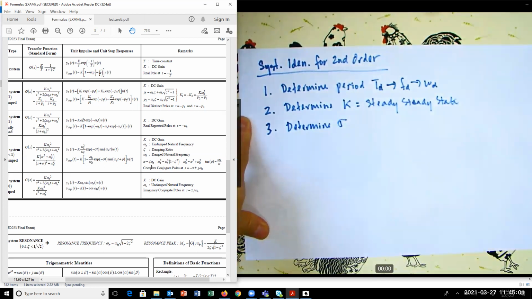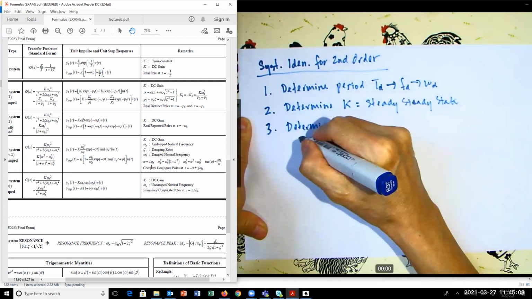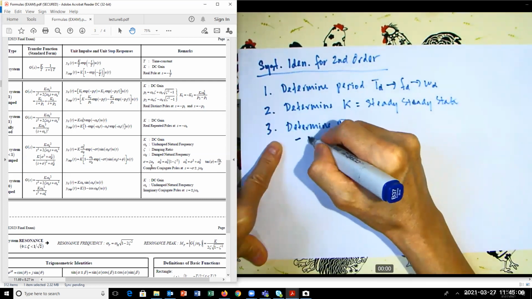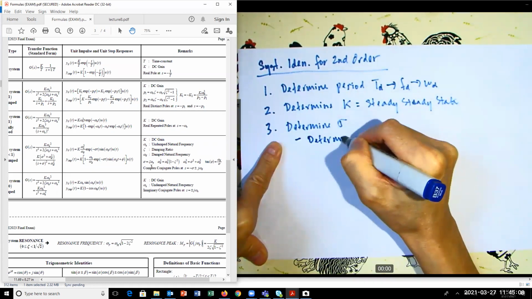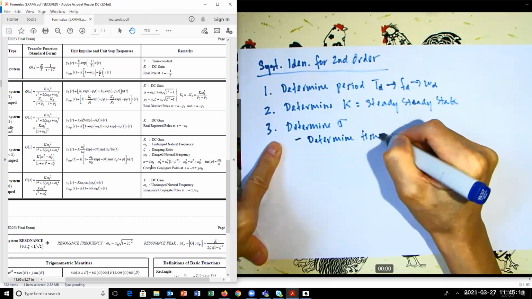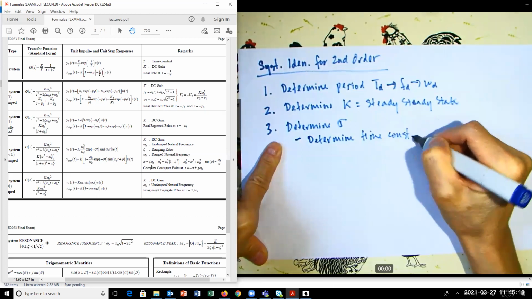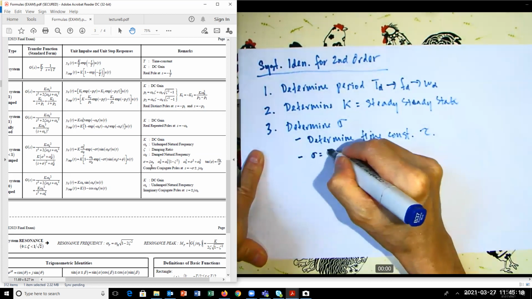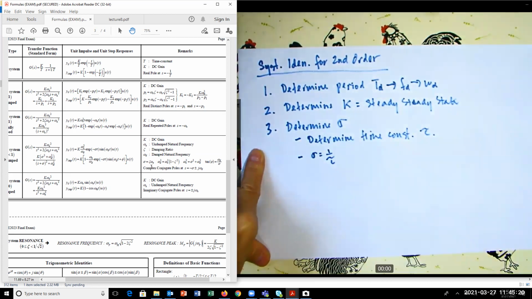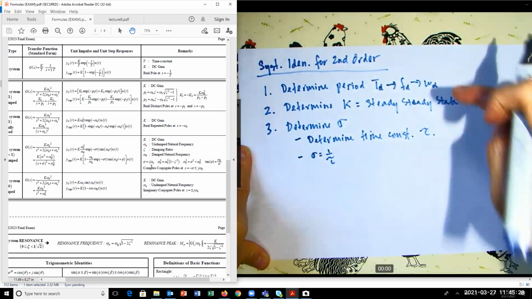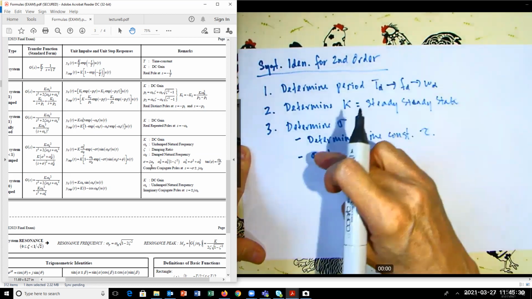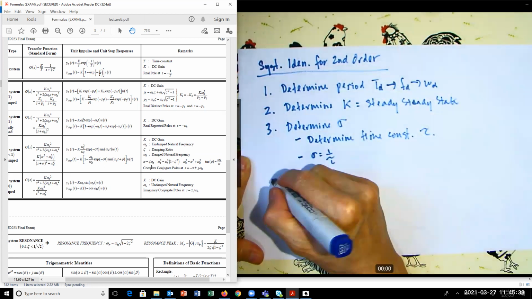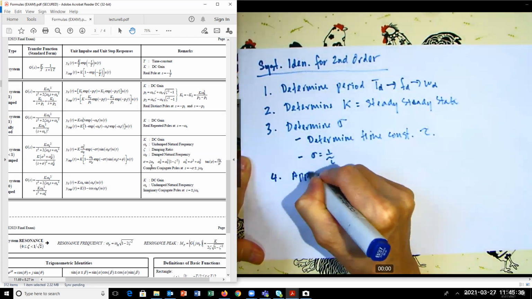How? The first step is I determine the time constant tau. Second, we know that sigma is 1 over tau, which I showed you just now. So now we have three values: omega d, K, and sigma. Number four, apply the following equations.